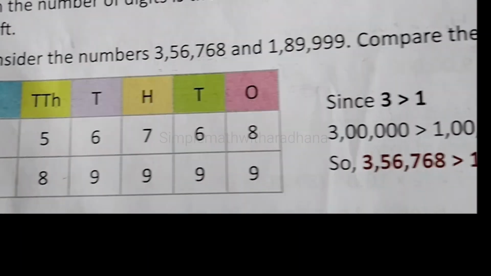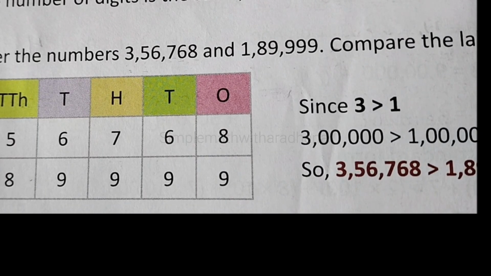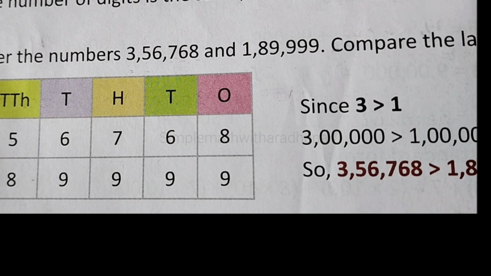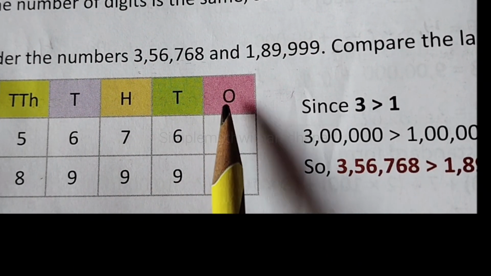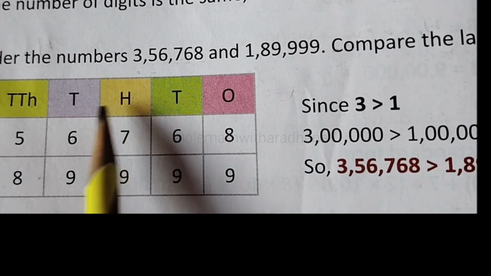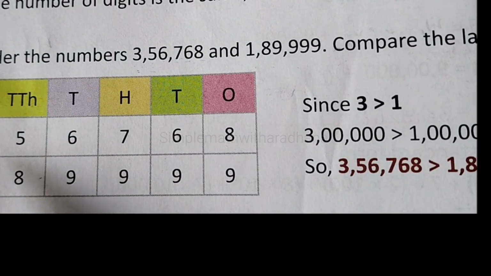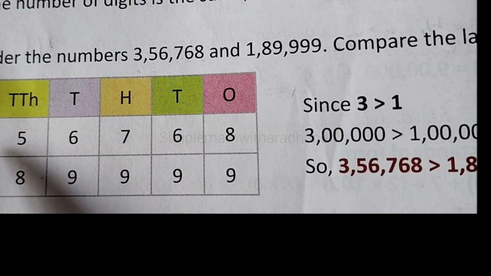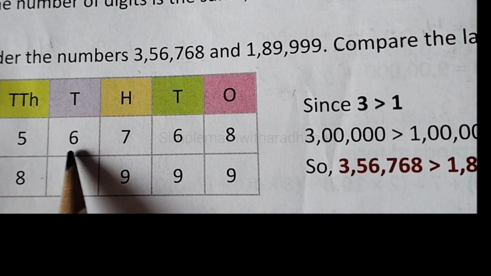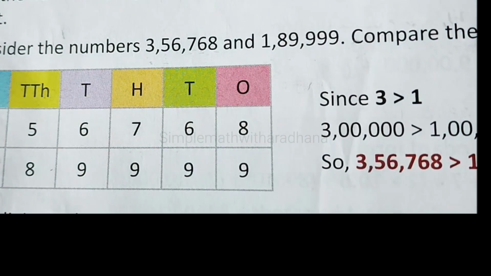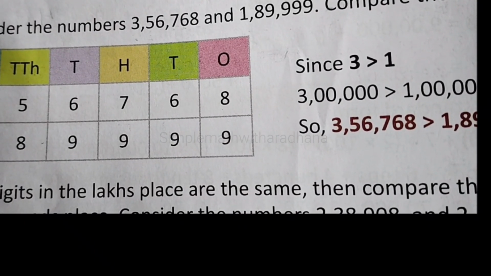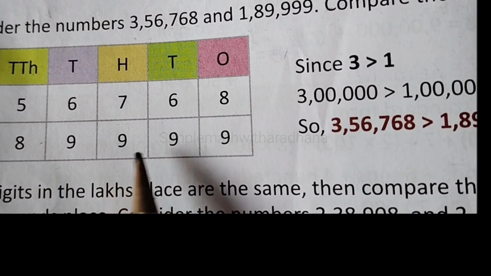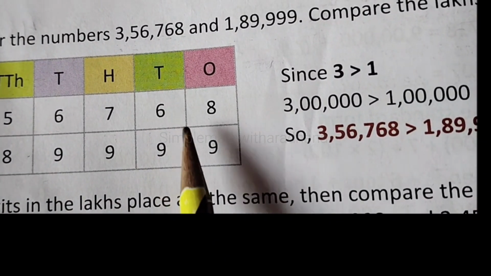So here what we are seeing, actually there are two numbers and here we will check which number is greater and which number is smaller. Okay, so what we are doing, actually we provide a table like 1, 10, 100, 1000, 10,000, lakh. Okay, directly we can put the number here. First number is this 3,56,000 and second number is given here 1,89,999. Okay, so here we compare.